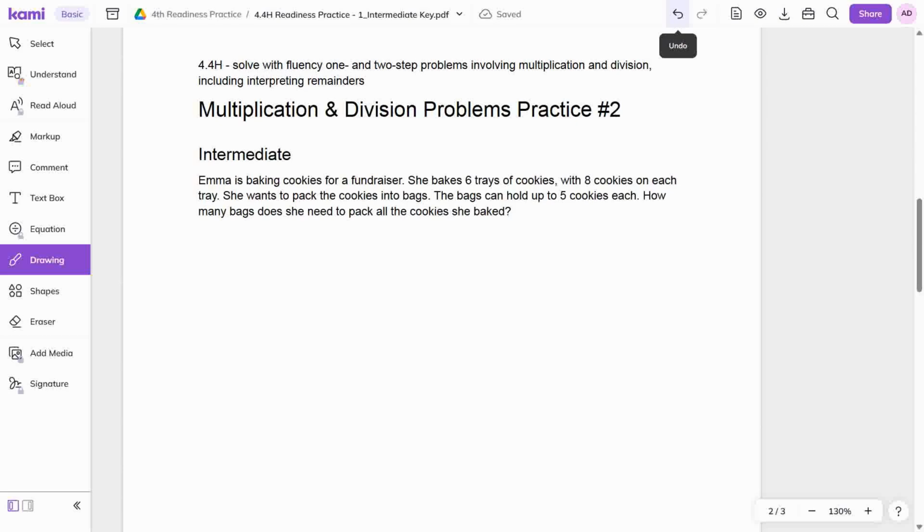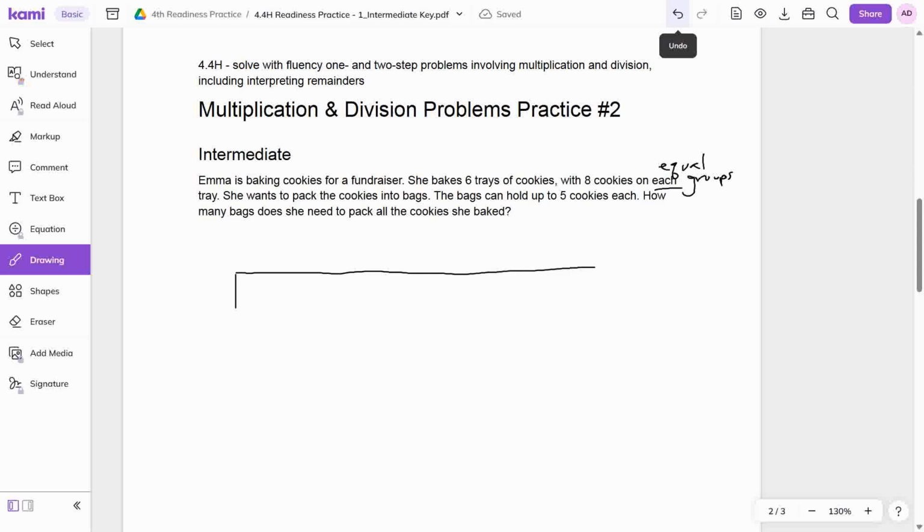All right, for our second problem, we've got Emma baking cookies, 6 trays of cookies with 8 cookies on each tray. So we have equal groups here. Whenever we see each and they're talking to us about equal groups, that means we're going to either multiply or divide. So I can do that same thing.